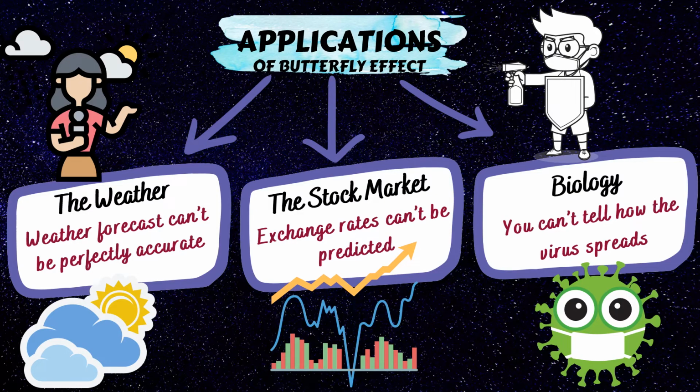Applications. If you look at the weather first, the weather that people predict cannot be perfectly accurate. No matter how nice the machinery, computers, processes, or trained people you're using, weather forecasting can never be accurate because there are always tiny variations in the weather which can bring a drastic change in future conditions. Exchange rates in the stock market cannot be predicted absolutely correctly. Biology: you can't tell how a virus spreads. Did we ever imagine that the coronavirus could spread the way it did?